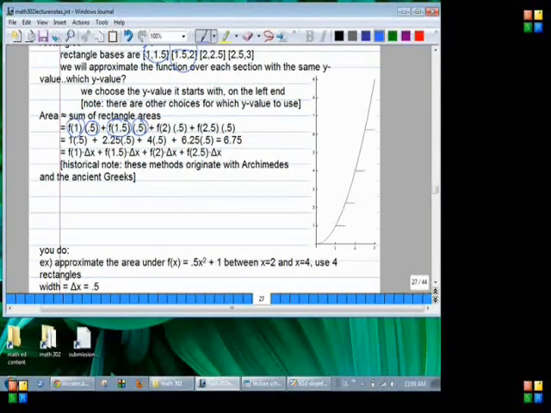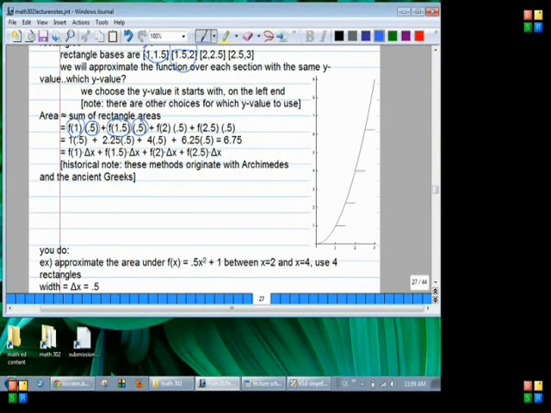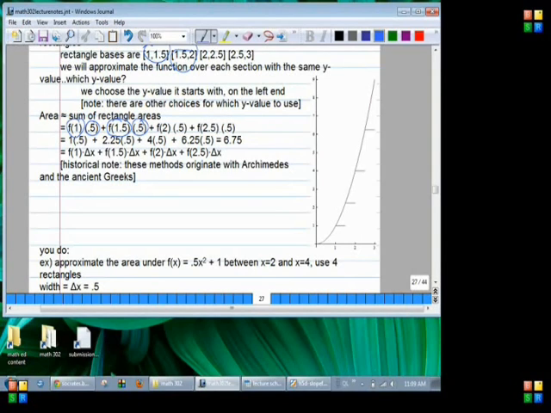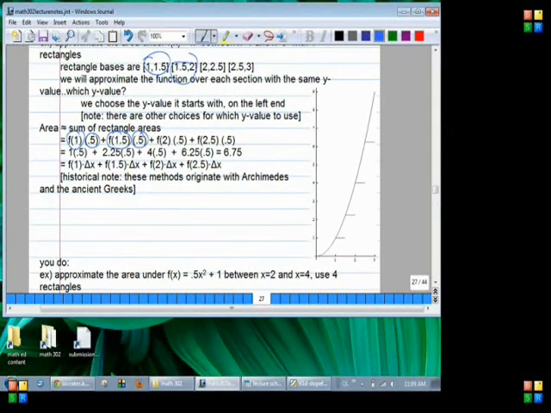So, all right, I wrote a you-do here, but I'm going to go through this with you guys just to save some time. Okay. So here we've got a new function. f of x equals 0.5 x squared plus 1. And let's approximate the area under that graph, going from x equals 2 to x equals 4, and use 4 rectangles. Okay. So the first thing to figure out is what's your delta x. Because that's going to tell you, first of all, your width, and that's going to help you find out what all your middle x values are.